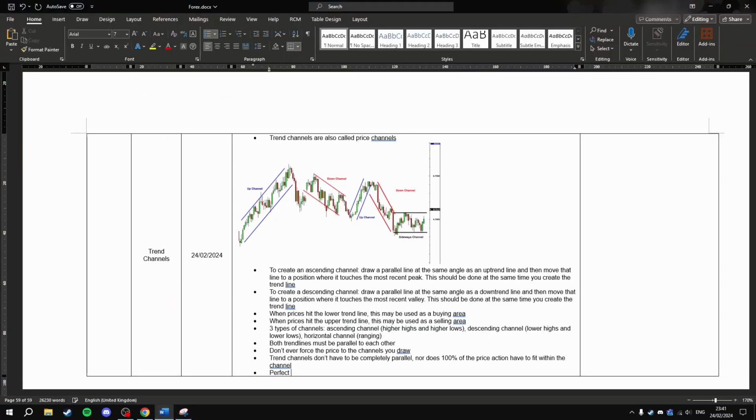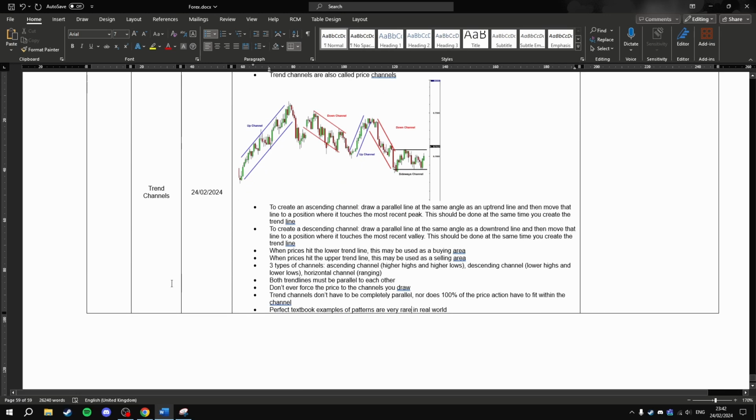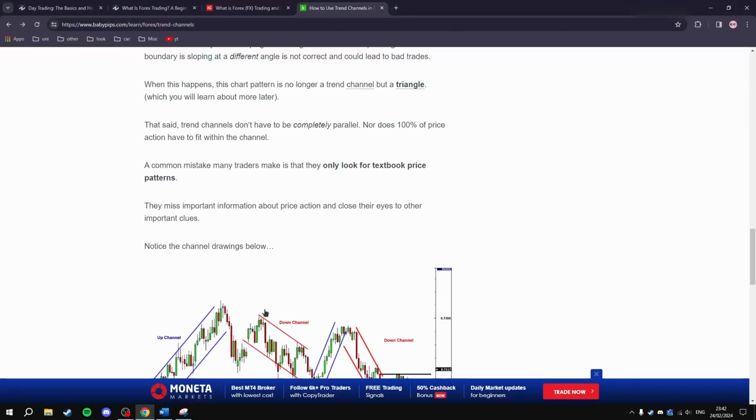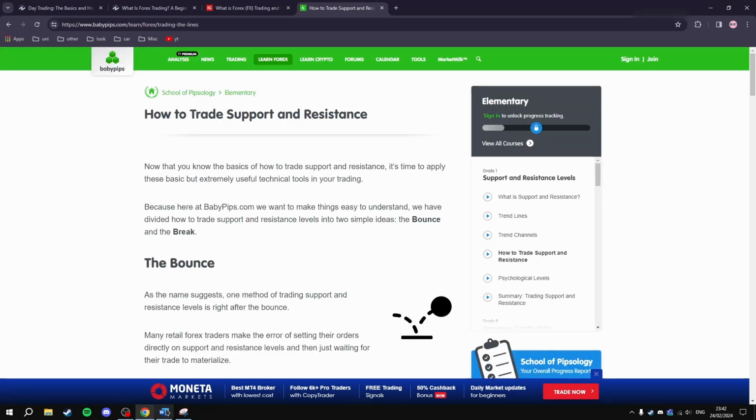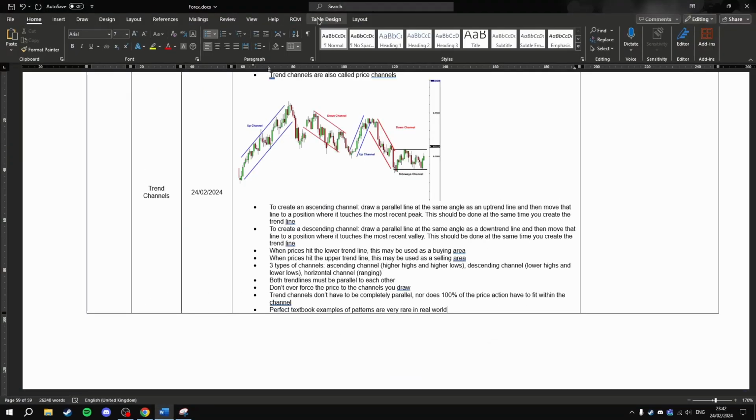Perfect textbook examples of patterns are very rare in the real world. That's better. Right, next lesson.